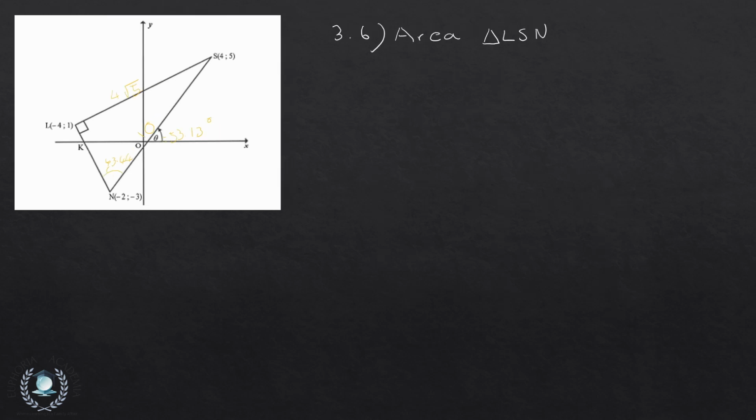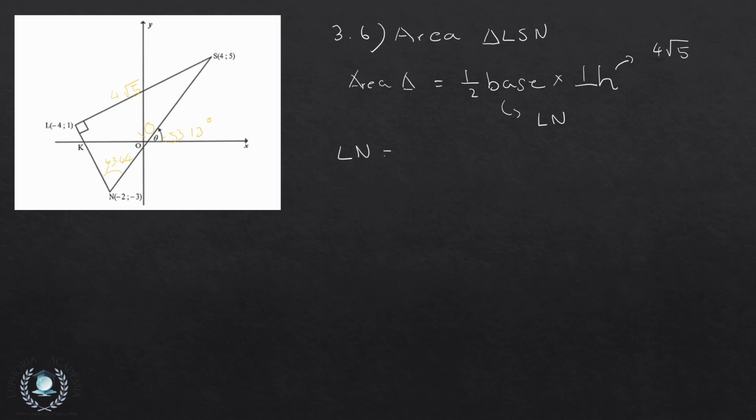For question 3.6, we're told to find the area of triangle LSN. So the triangle that we have there, right? Now, if you remember, the area of a triangle is equal to half base times its perpendicular height. The perpendicular height of this triangle, we already have it as 4 multiplied by the square root of 5, but we don't have the base. Our base will be LN. So we first have to find the length of base LN.